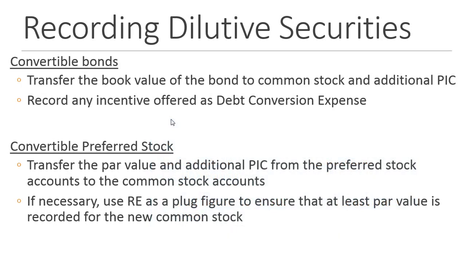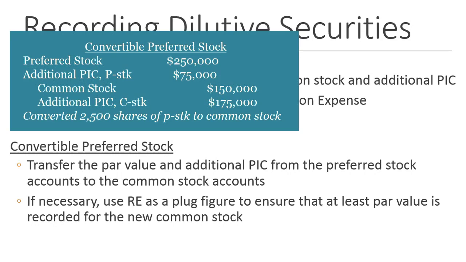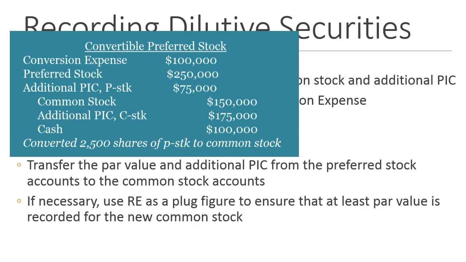Again, I'm going to take the book value out of the preferred stock accounts and put it into the common stock account. The only difference is that this time we're dealing with equity, moving it from one kind of equity to a different kind of equity rather than moving from liabilities to equity. Again, if there's a conversion incentive, that becomes a conversion expense. It doesn't roll into the common stock accounts.